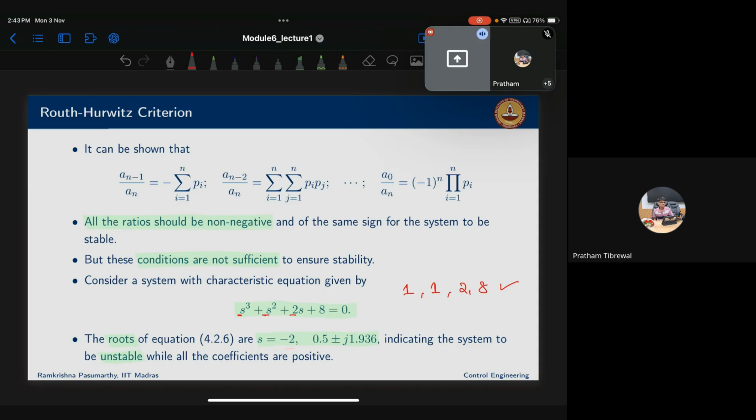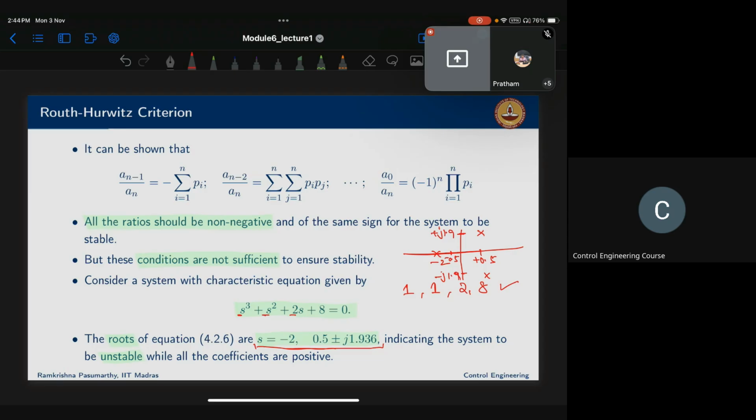But if you look at these roots on the j omega axis, we have -2 here. Another root is 0.5 plus or minus j 1.9. One root is here, another root is here. I'm sorry, that is plus 0.5. So this one is minus and this is plus 0.5, and one root will be here and the other root is here. So this one is plus j 1.9, this one is minus j 1.9.